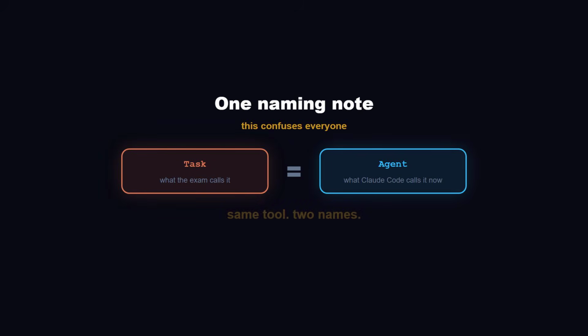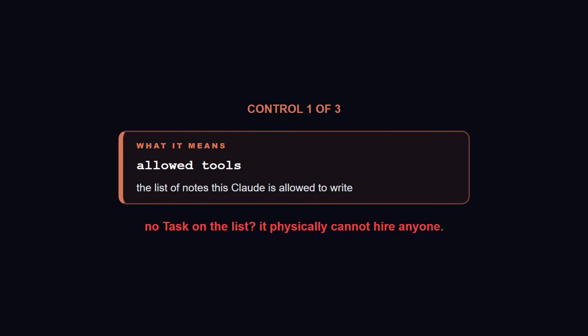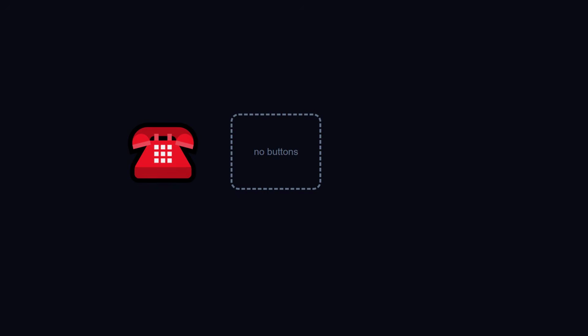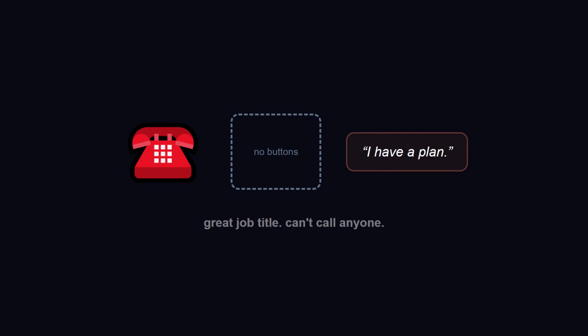One naming note that confuses everyone. In Claude Code, this tool got renamed. It's called Agent now. The exam still calls it Task. Same thing, 2 names. Now, the first of 3 things you control, and it's the one people get backwards. Every Claude has a list of tools it's allowed to use. It's called allowed tools. If task isn't on that list, the coordinator physically cannot hire anyone.